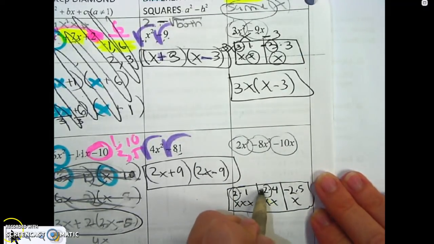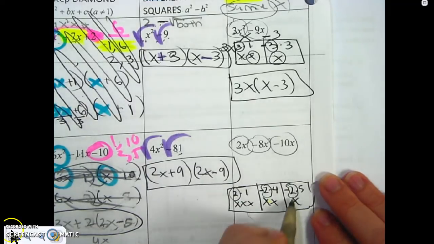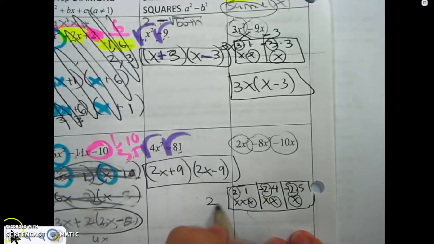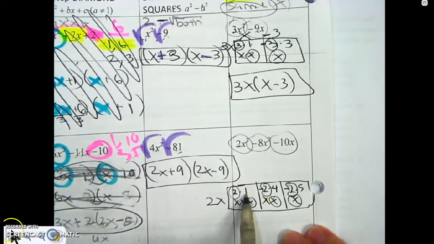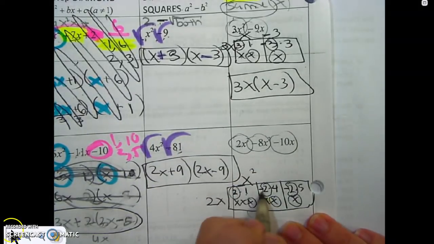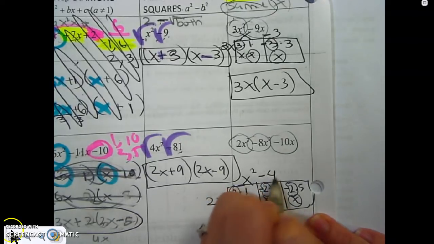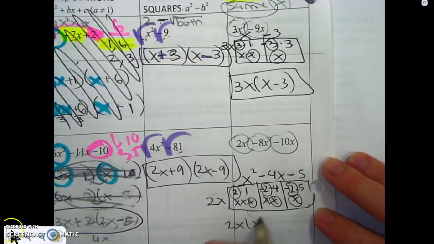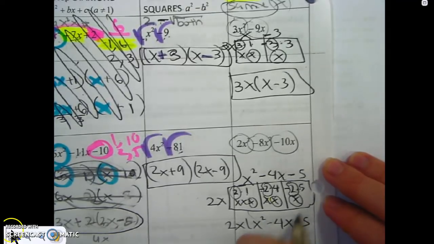Notice I'm going to circle the 2, but not the negative. And they all have an x. Whoosh it over. I'm not going to put the 1. I'm left with x squared minus 4x minus 5. So I get 2x, x squared minus 4x minus 5.